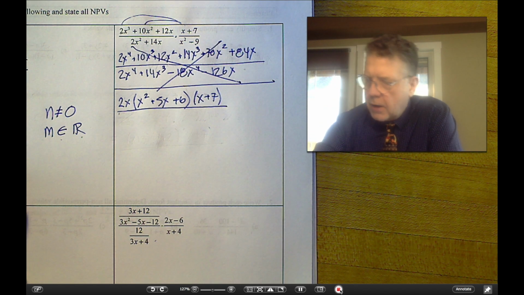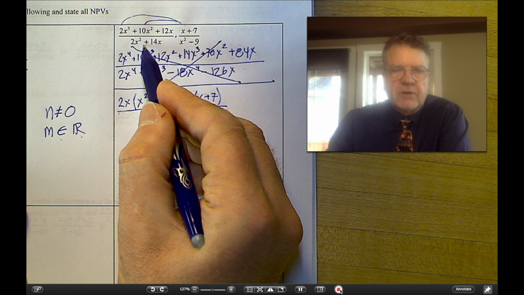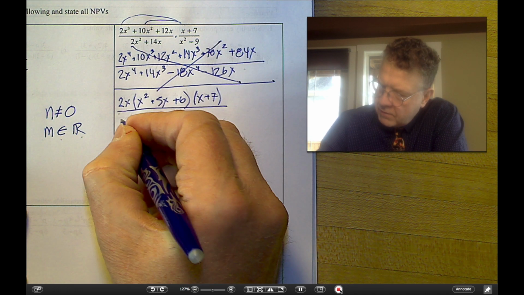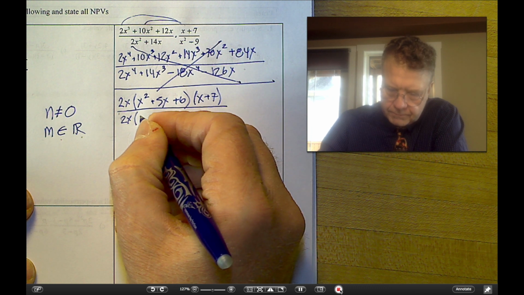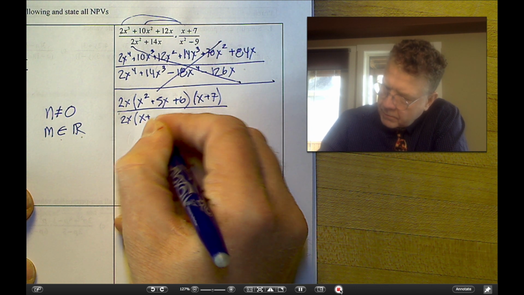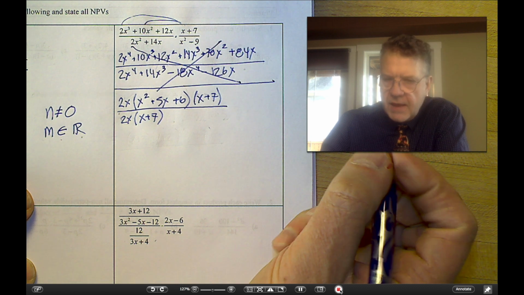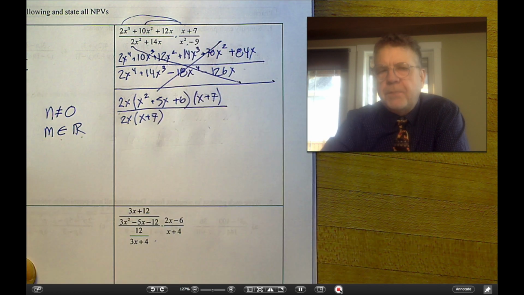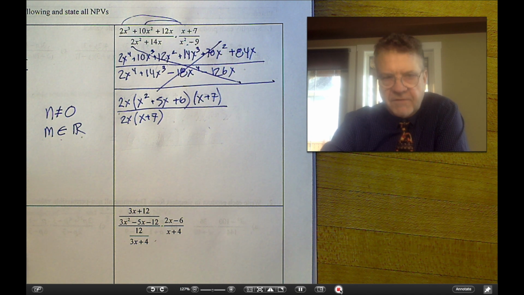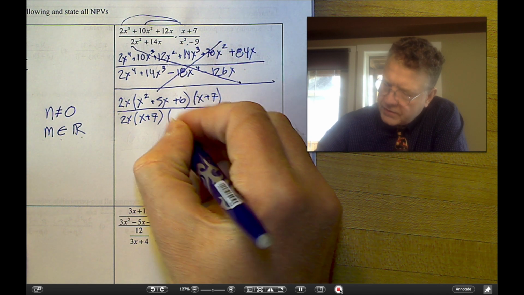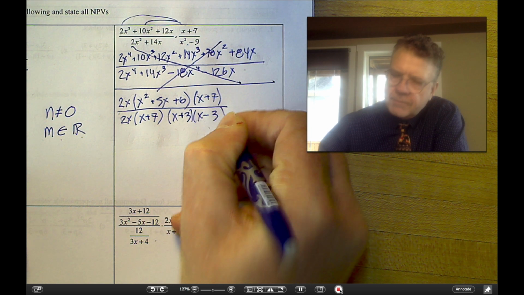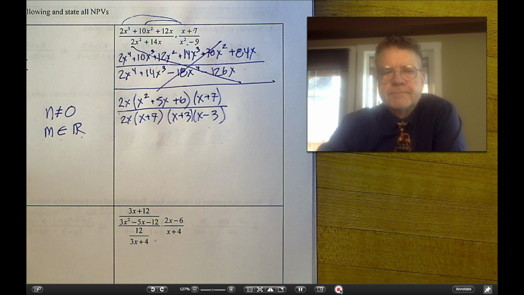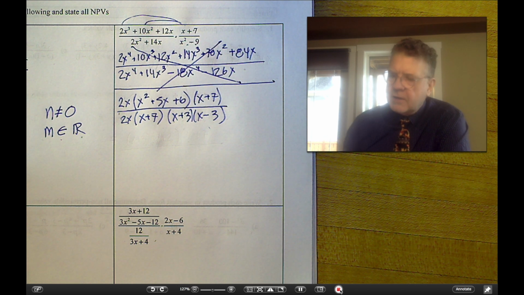And on the bottom, again, you probably see a common factor of 2x. So I'll pull a 2x out, and I'll be left with x plus 7. And I'm hoping you're going to notice and identify x squared minus 9 as being a difference of squares. You know what that is, right? x plus 3 times x minus 3. Okay. All right. So we've done a little bit of factoring ahead of time now.